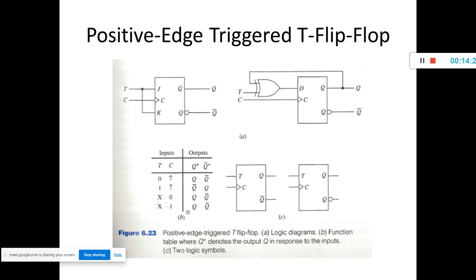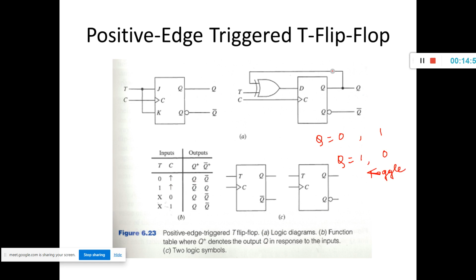Now let me tell you the operation of the T flip flop. Whenever T is 0 and the positive edge of the clock is applied, it will retain the present state. Whenever T is 1 and you apply the positive edge of the clock, it will toggle. Toggle means if Q is 0, it becomes 1. If Q is 1, it becomes 0. It is the meaning of toggle.